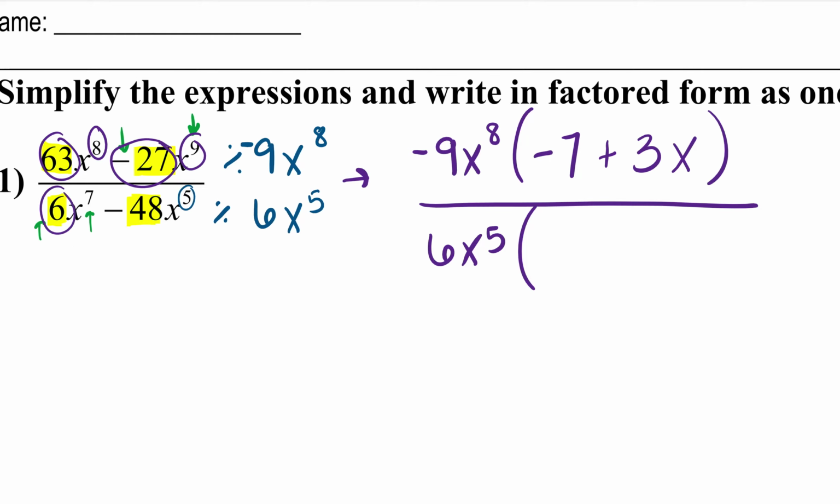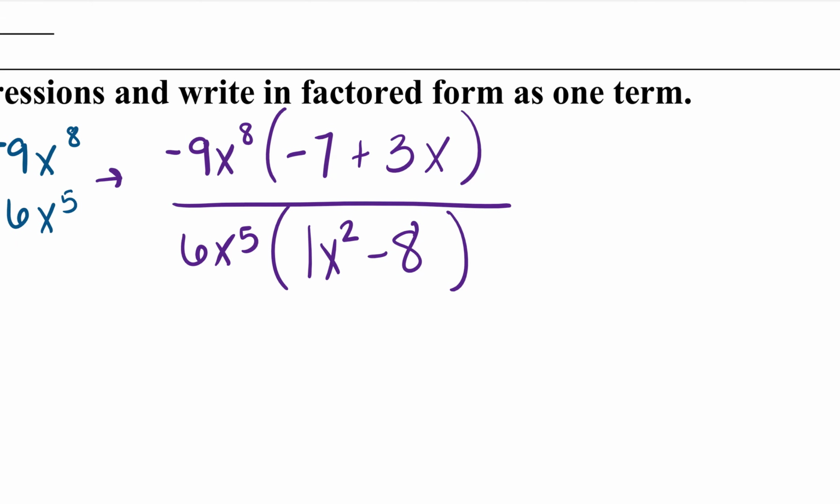6 divided by 6 gives me 1. I have 7 x's, I take 5 out, that would be x squared. And then negative 48 divided by 6 is negative 8. And if I have 5 x's, I take 5 away, I would not have any left.